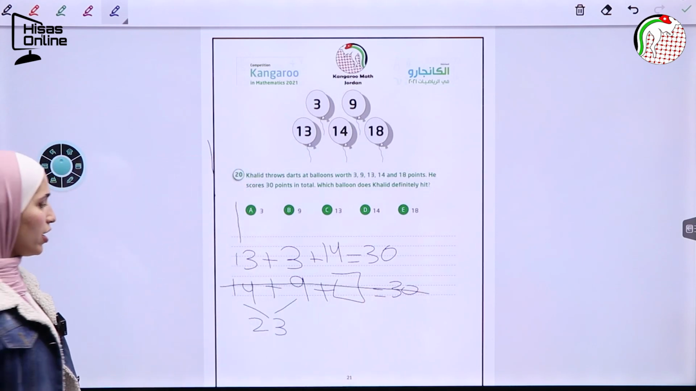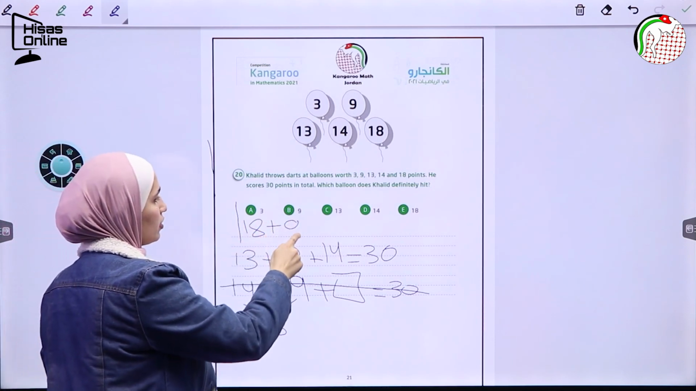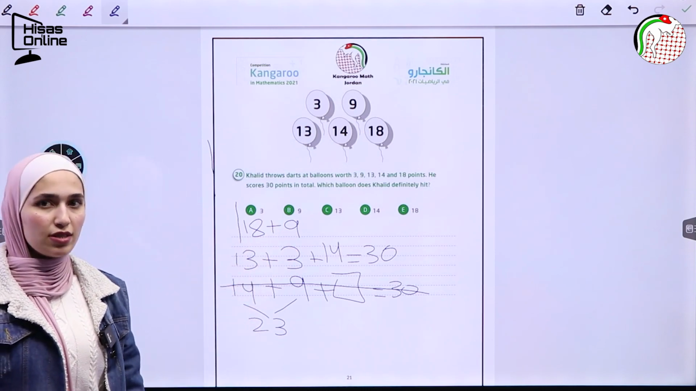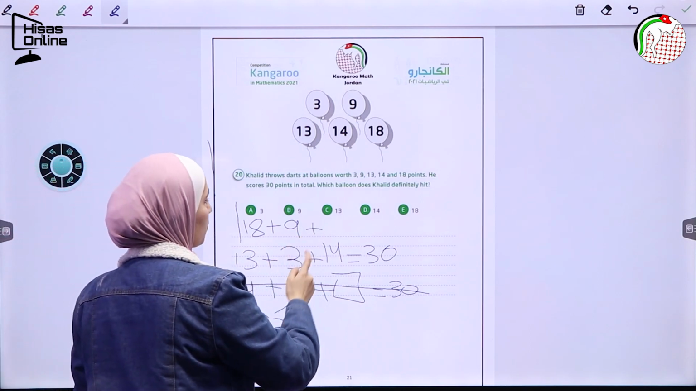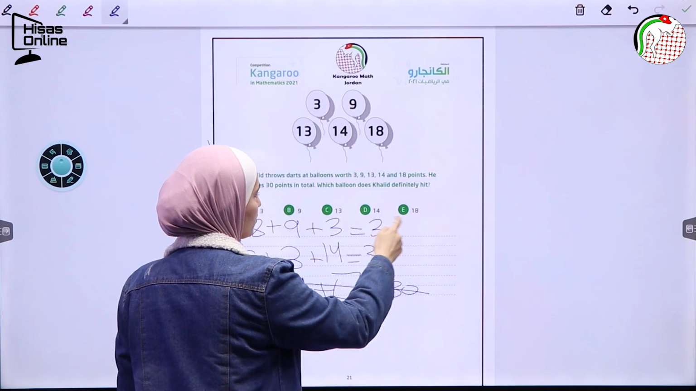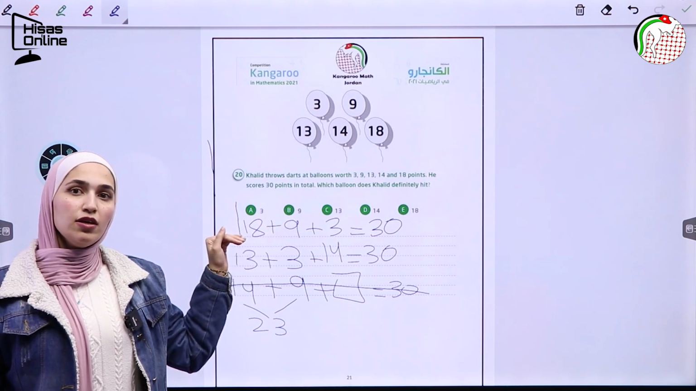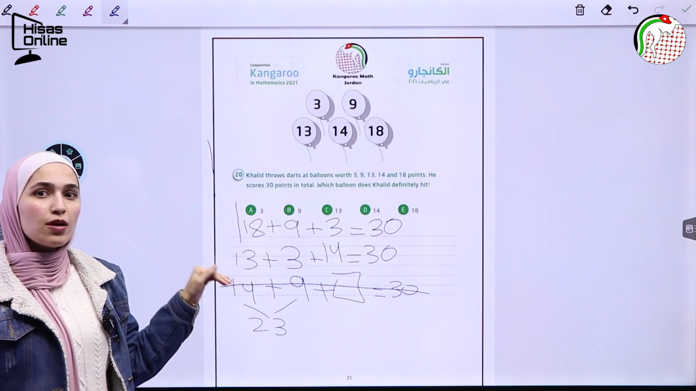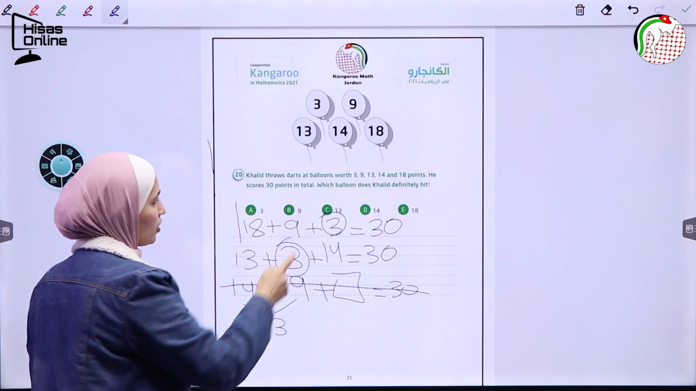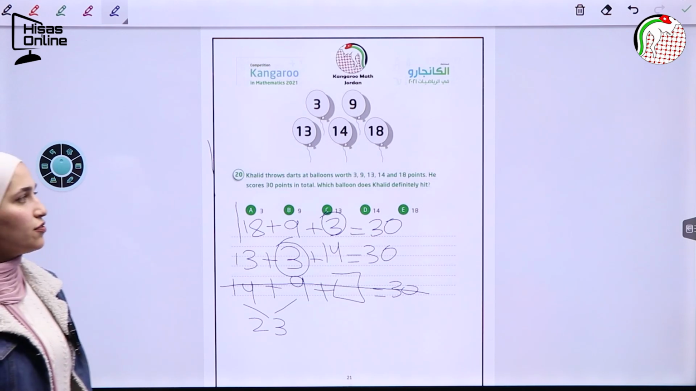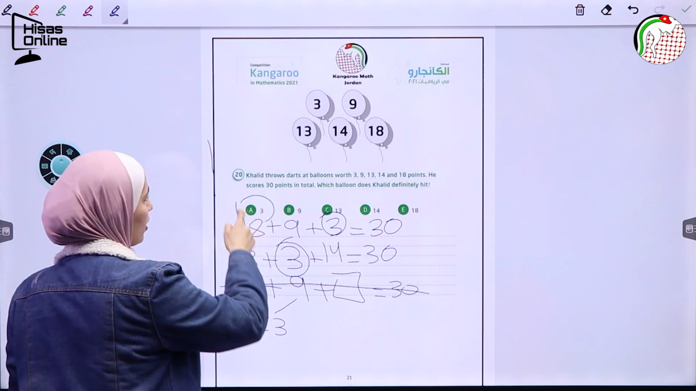Okay, now let's try 18. 18 plus 9, for example. 18 plus 9 together, 27. Plus what equals 30? Yeah, 3, excellent. So I think these are enough. Now what is the common number between these two addition statements to get 30? Yeah, it's 3 here and 3 here. So which balloon does Khalid definitely hit? Balloon with number 3. So the answer is A.